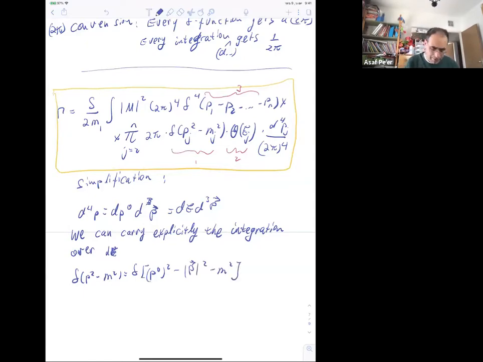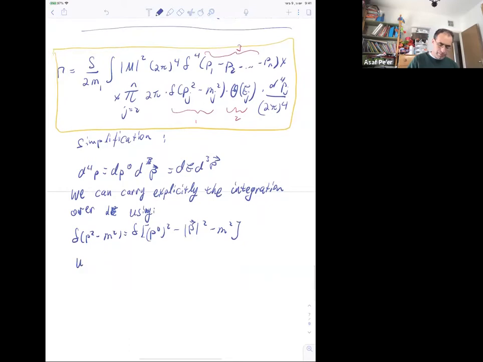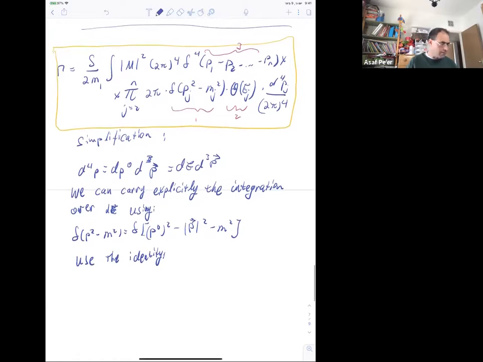So we can use the delta function, but we have to be a little bit careful because we have the integral over dp0, and the delta is over p0 squared. So we use the identity, which you can find in any mathematical textbook. The delta of x squared minus a squared is equal to 1 over 2a times delta of x minus a plus delta of x plus a, provided that a is greater than 0.